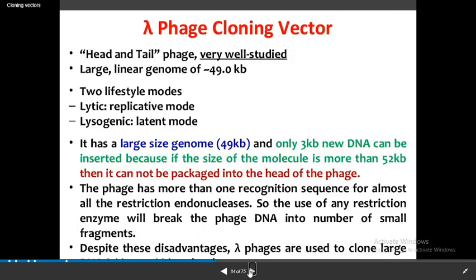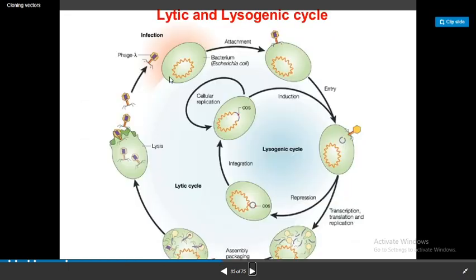So we are talking about the bacteriophage. I have already told you there is a head and a tail, 49 kilo base pairs, with a lytic cycle and a lysogenic cycle. Look at this diagram and we will have a nice understanding. This bacteriophage infects our E. coli. It attacks the E. coli and releases its genetic material, and it gets incorporated with the plasmid. This process is called episome. See the episome? Now it undergoes replication.